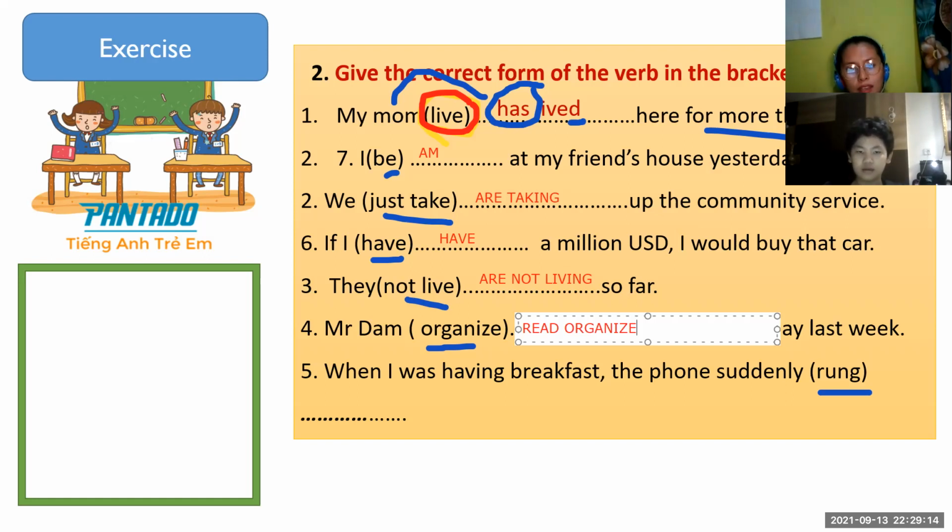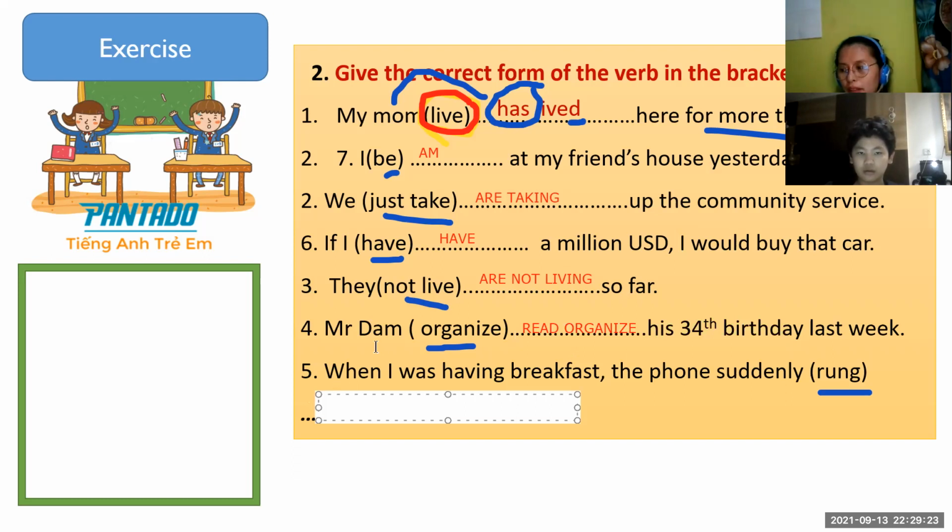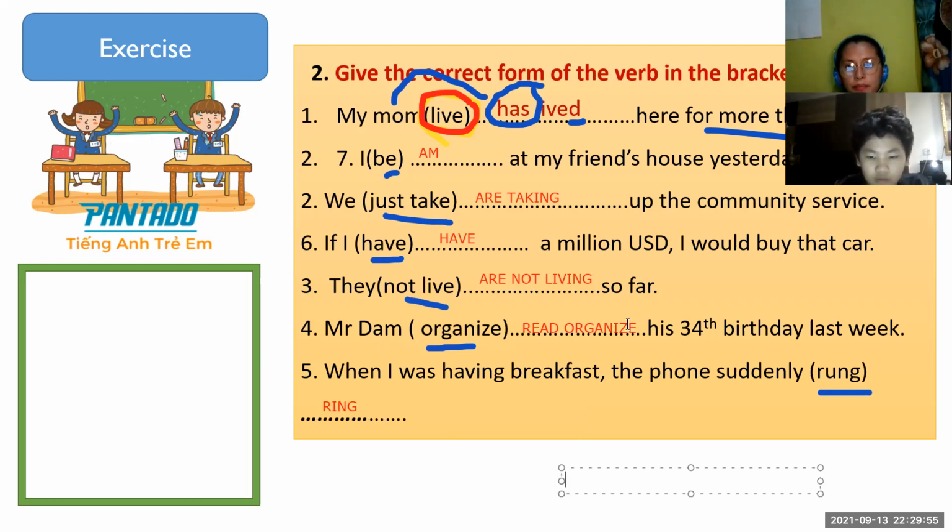Yes. Okay, when I was having breakfast, the phone suddenly rang. So what will happen to that word? When I was having breakfast, the phone suddenly rang. Okay, that is ring. Oh, ring like that. Okay, let's try to check your answers.